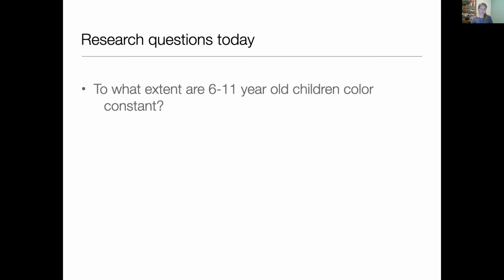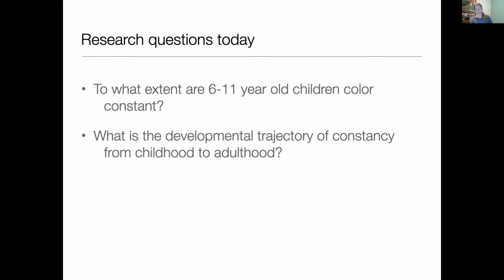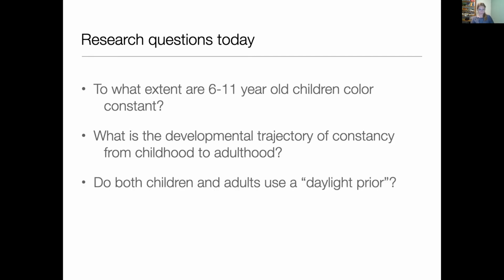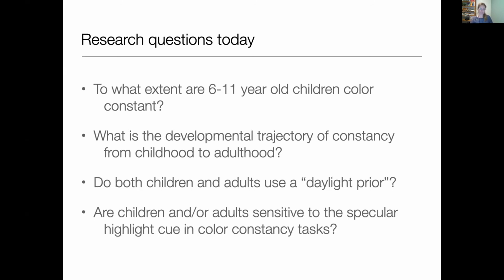So today I will talk about color constancy in 6 to 11-year-old children. I will talk about the developmental trajectory of constancy. I will talk about the use of the daylight prior in both children and adults. And I will also show you some data on using specular highlights in color constancy tasks in both children and adults.